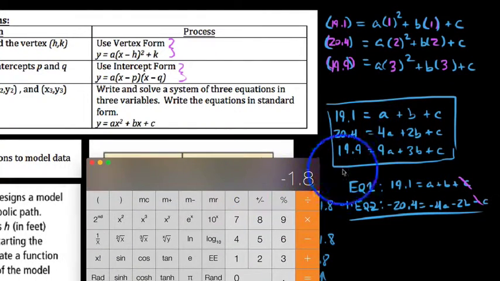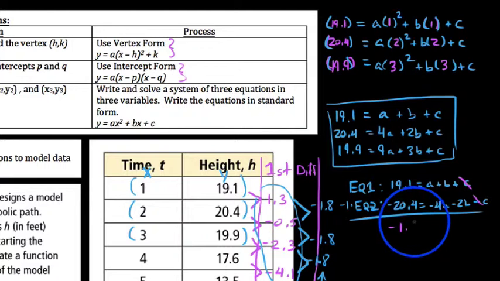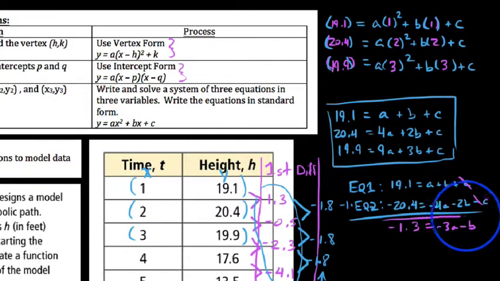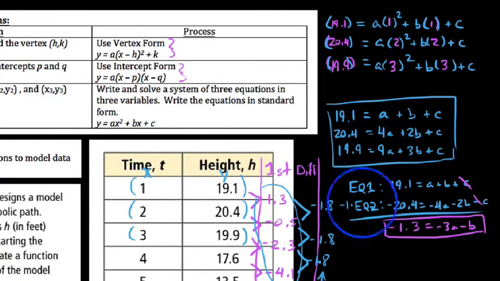Actually, it would have been smarter to add negative equation 1 to equation 2. We would be dealing with positives, but you know what? It's a mental exercise. So negative 20.4 plus 19.1 gives a new constant of negative 1.3. We get negative 1.3 is equal to negative 3a minus b. I'm going to put a box around this. This time, since I've learned my lesson, I'm going to add negative 1 times equation 1, since that has smaller values.